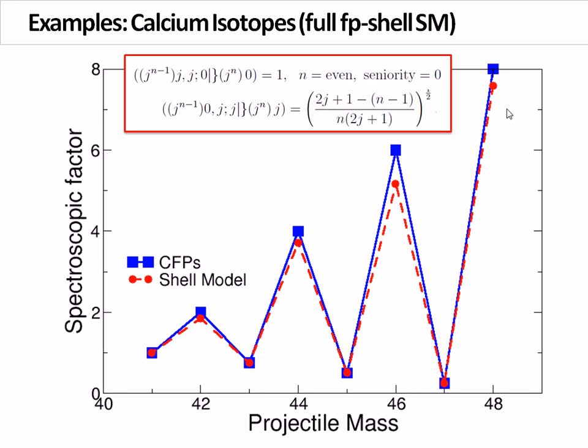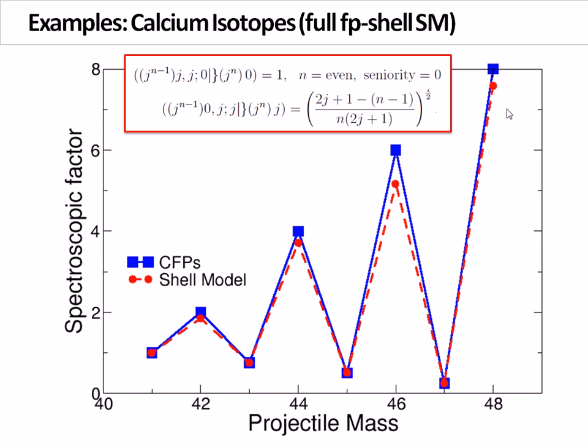The point that I want to make here is that the coefficients of fractional parentage agree very well with the shell model spectroscopic factors that are calculated, and these calculations were done in a full FP space. So the red line is the shell model, calculated in the full FP space, allowing mixing between f7/2, p3/2, f5/2, and p1/2. And you see, certainly in the trend at least, there's really very, very good agreement. And even in the absolute values, they're almost identical, actually.